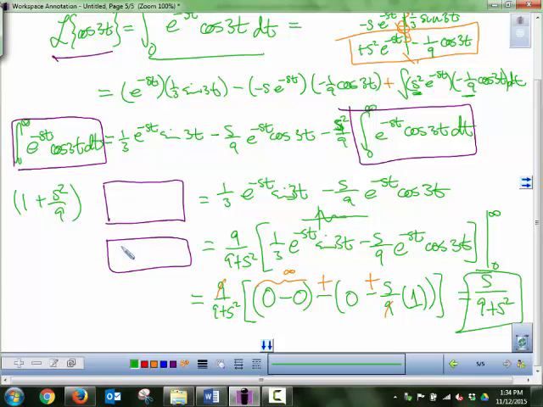So this is the integral, right? But that integral is also the Laplace transform. So what we've essentially found is the Laplace transform of cosine 3t, and that is equal to s over 9 plus s squared.